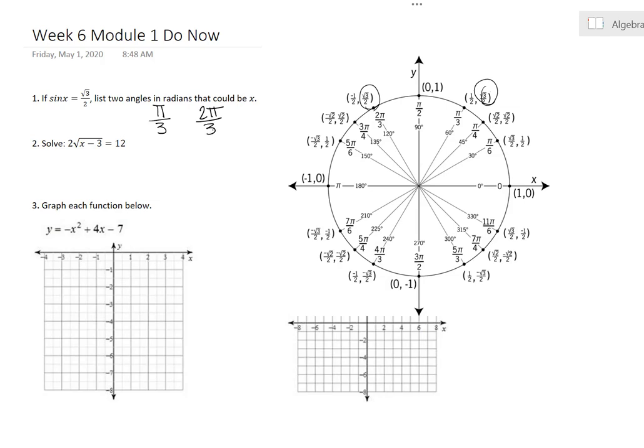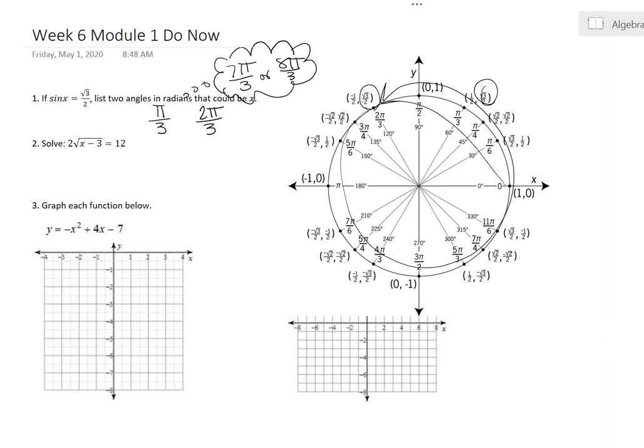Technically, you could also say anything that was an additional 2 pi more. So for example, if I were to say 7 pi over 3, that would also work because 7 pi over 3 would be 2 pi more than pi over 3, right? So pi over 3 plus 6 pi over 3. You could also say 8 pi over 3, because that would be 2 pi more, or 360 degrees more than that original 2 pi over 3. So remember, anything plus or minus 2 pi works.